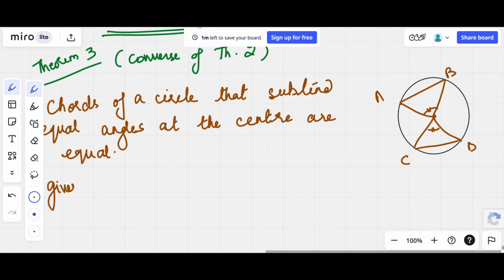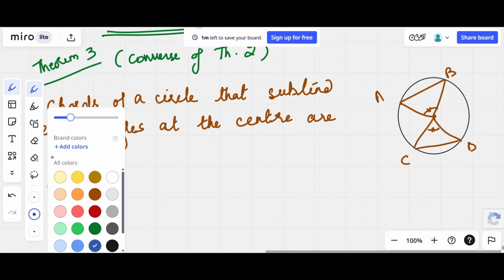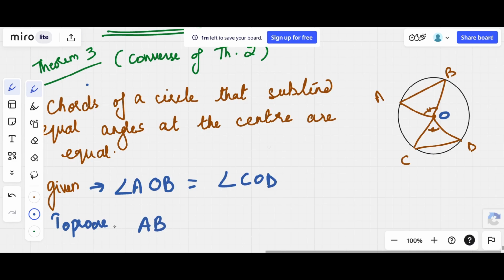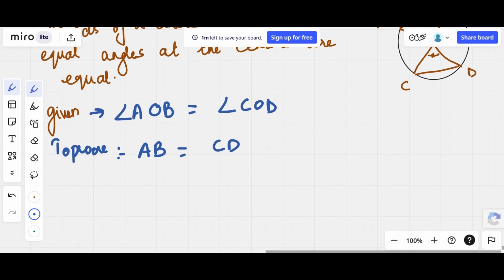What is given? Given: angle AOB equal to angle COD. To prove: AB is equal to CD. Let's come to the proof.